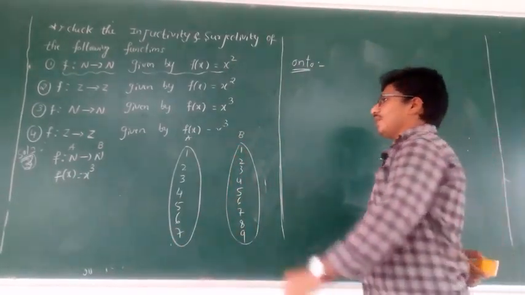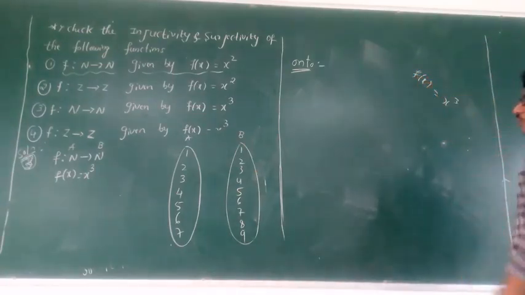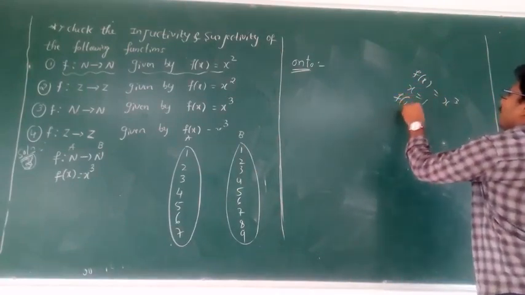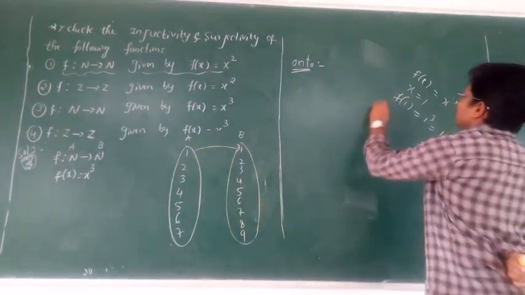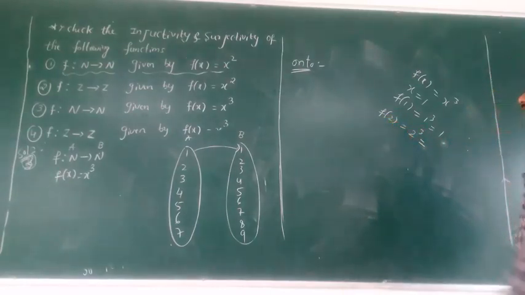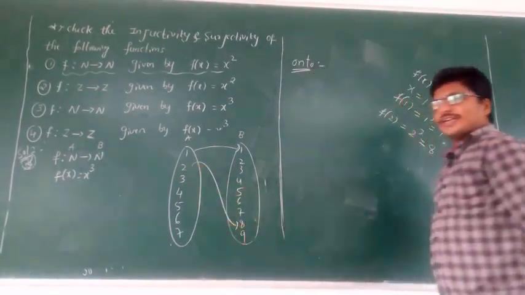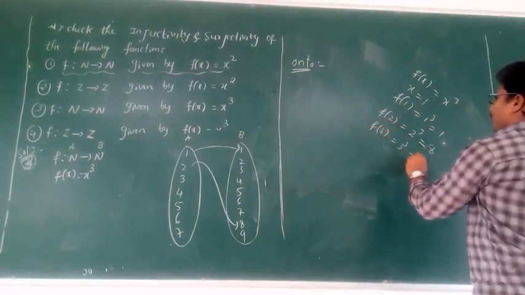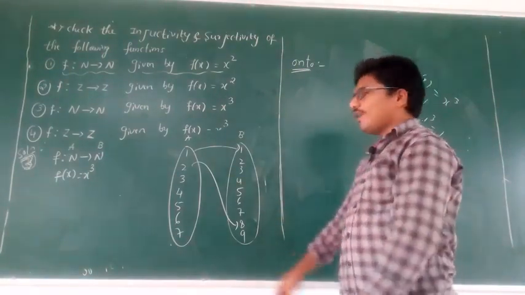Next, take f of x is equal to x cube. In the placement of x, fill 1. f of 1 is equal to 1 cube is equal to 1. 1 is directly connected with 1 only. Next, f of 2 is connected with 2 cube, that is 8. Next, f of 3: 3 cube means 27. Here this B set consists of 27.